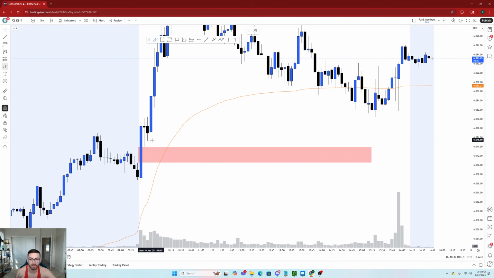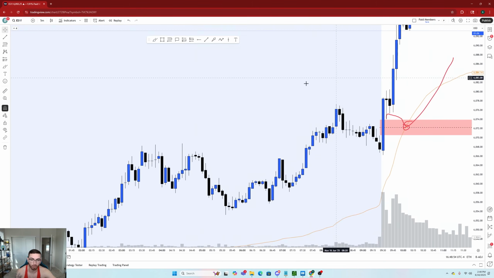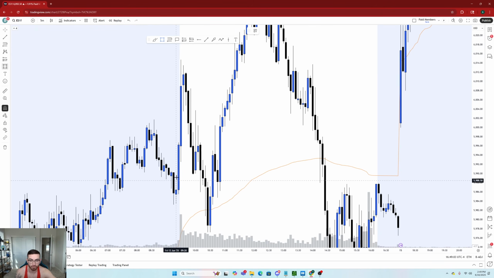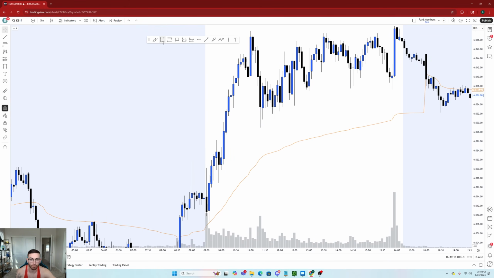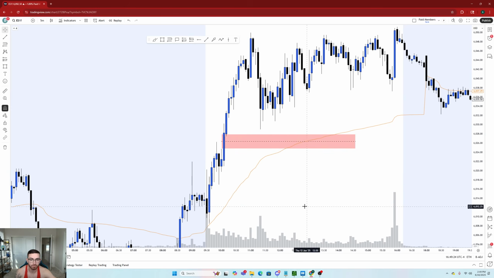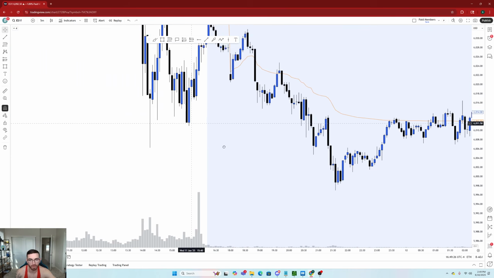But had price traded back down into it and made this area support and I saw buyers, then I would have absolutely looked to get long. Or if we look at yesterday, we actually had a few. So here was a bullish imbalance. Here was another bullish imbalance. So again, that's just a couple examples on how you would plot them. Here's another bullish imbalance right here. I'm sure you guys get the point on how to plot the bullish imbalances.